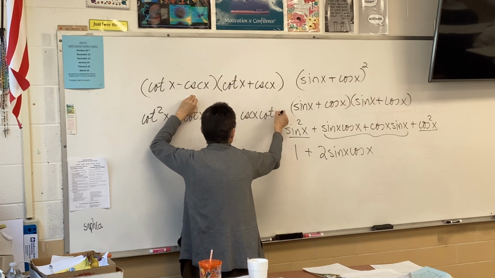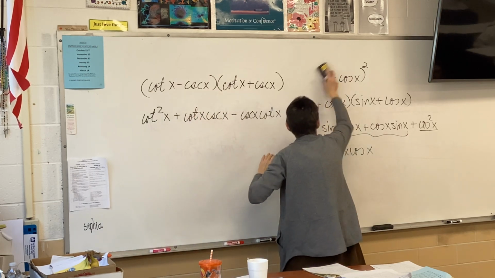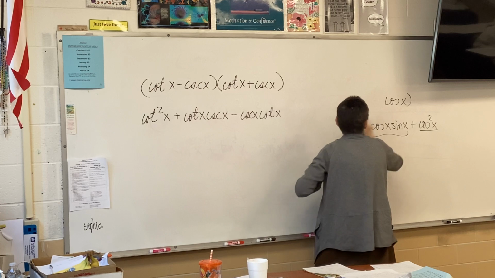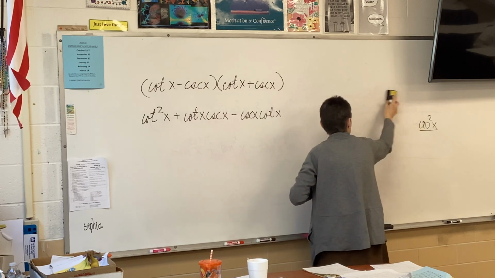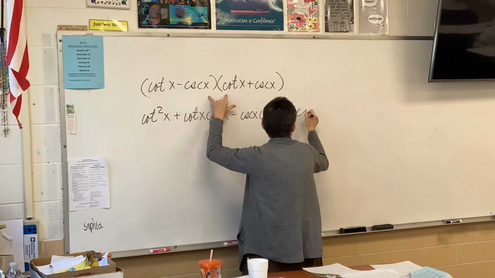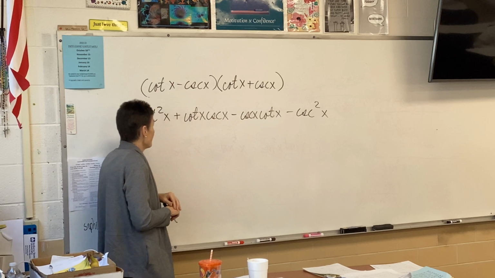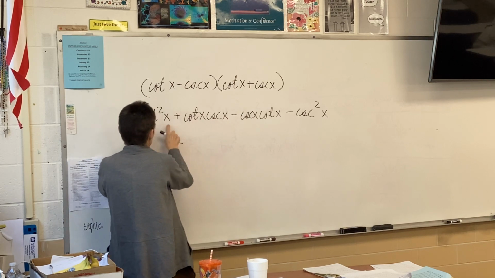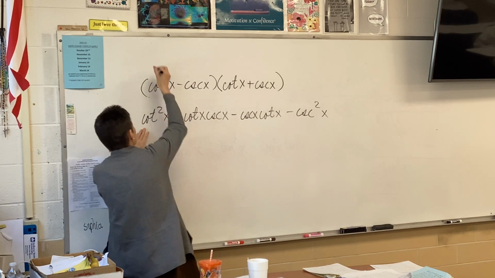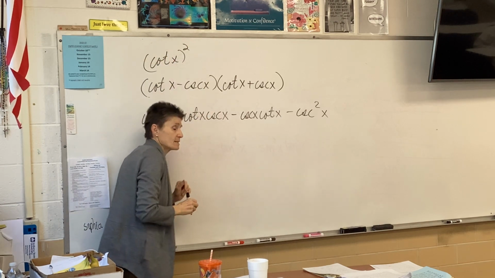Now, guys, please don't let yourselves be confused because it's all letters. You FOIL just like you always FOIL. So take first times first, outside times outside, inside times inside, and last times last. And remember, if it bothers you to write your cotangent squared this way, you can always write it this way if that makes more sense to you. It's the same thing.